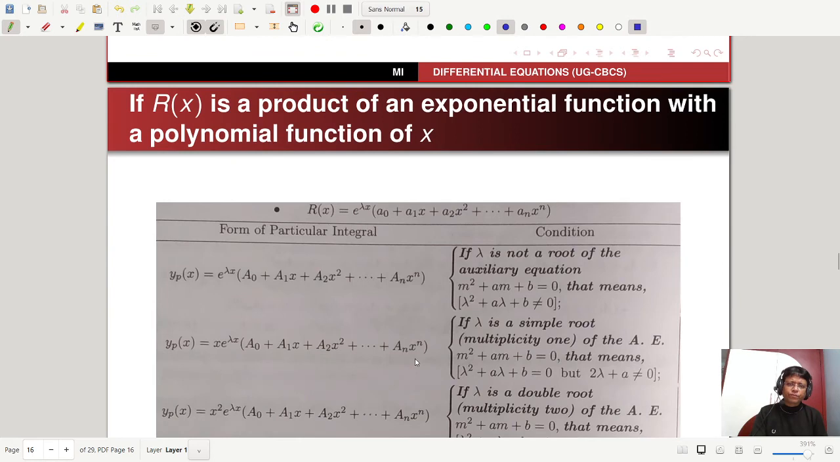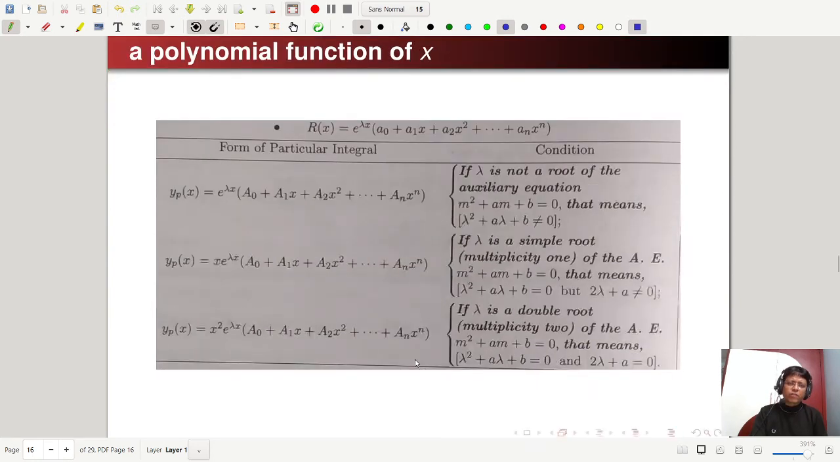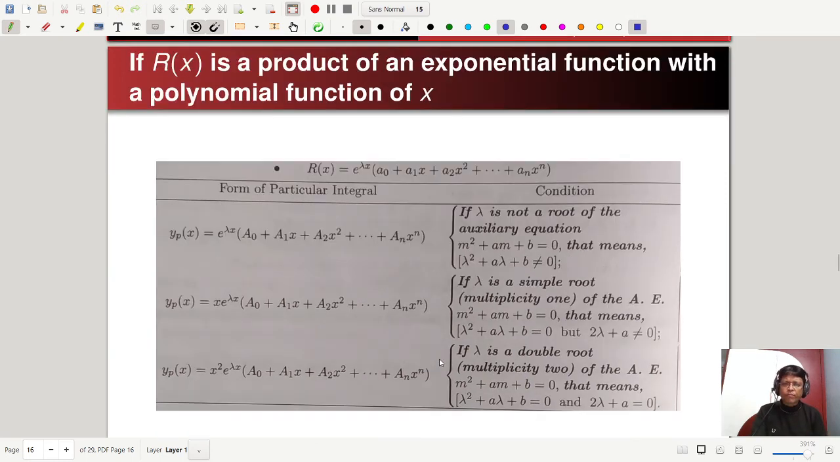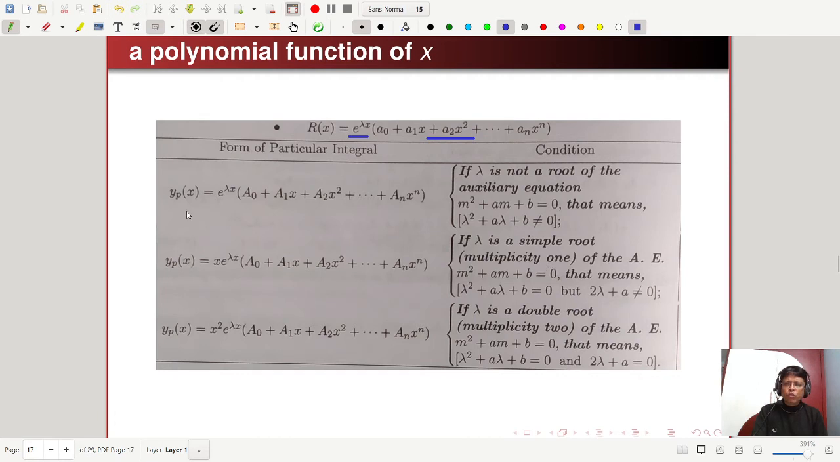Next, suppose Rx is a combination, a product of the exponential function with a polynomial function. So you see Rx is a product of e to the power lambda x and the polynomial, right? So your yp will be, if lambda is not a root of the auxiliary equation, simply like your Rx: e to the power lambda x times the polynomial.